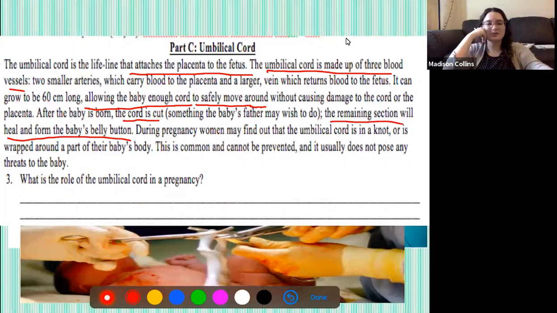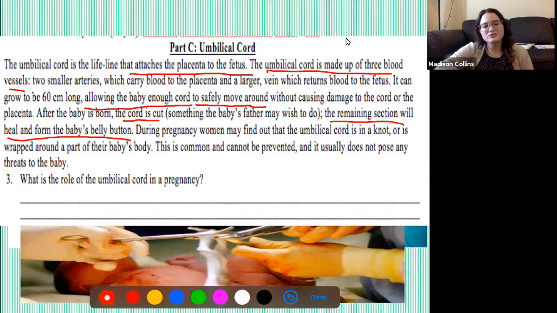Now, during pregnancy, women may find out that the umbilical cord is in a knot or is wrapped around part of their baby's body. This is common and cannot be prevented, and it usually does not pose any threats to the body. However, sometimes you might find that the umbilical cord is wrapped around a baby's neck, and obviously that does create some concerns. So usually if that is the case, a woman or a doctor might recommend that the woman undergo a C-section, which again is when she kind of has the baby cut out of her uterus through her stomach, or through her belly, I should say, instead of that vaginal birth.